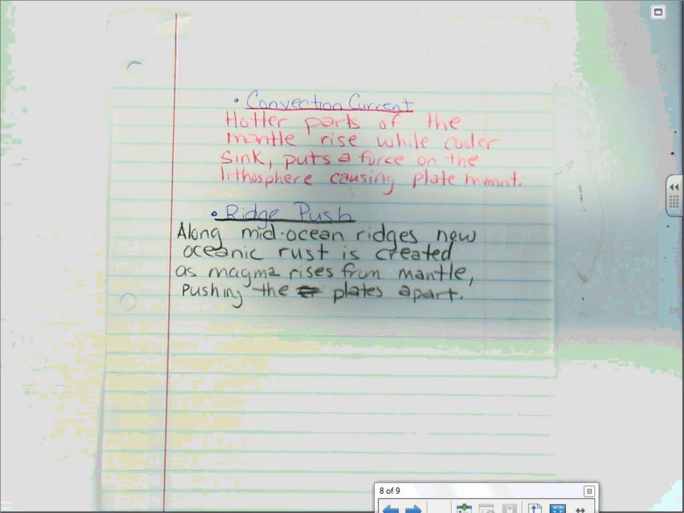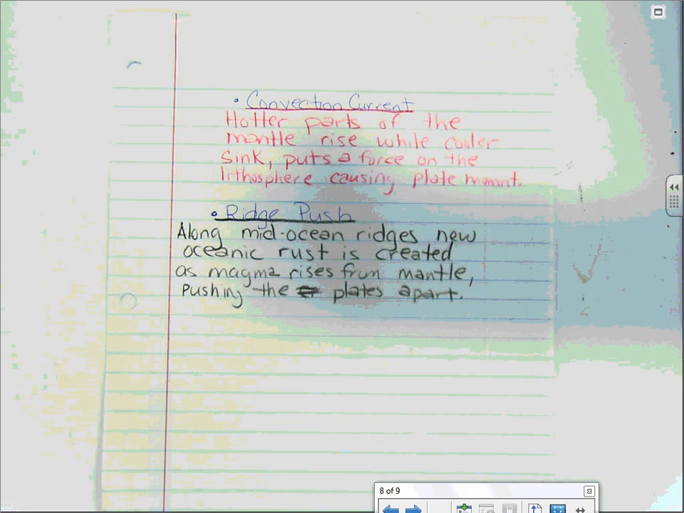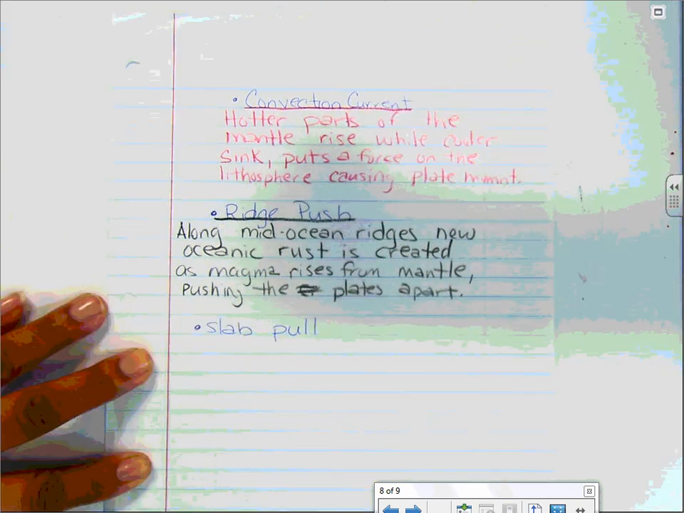Our last one was a slab pull, which I identified in green, and again, you can do it whatever color you did. I'll leave this up here for a second, but I do want to show you a picture just so that we can see it.